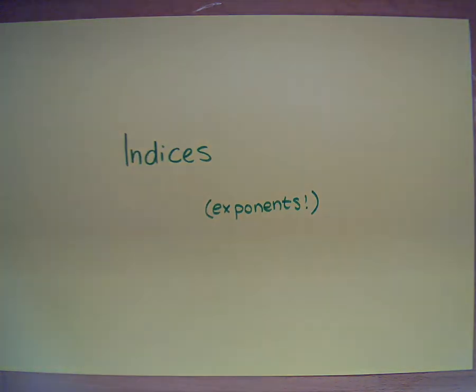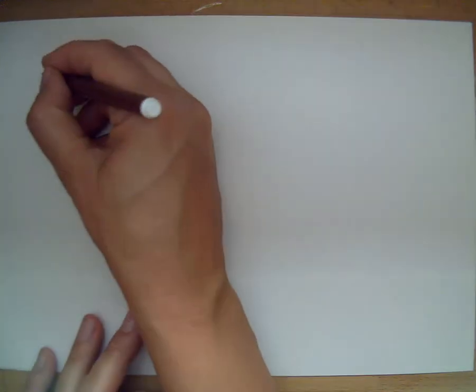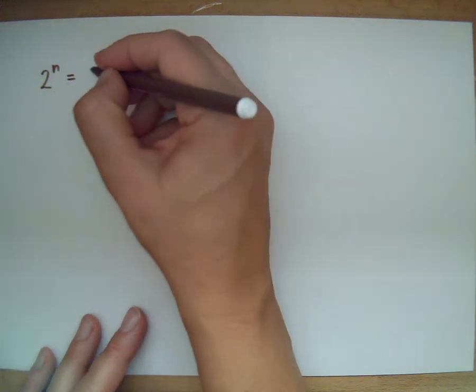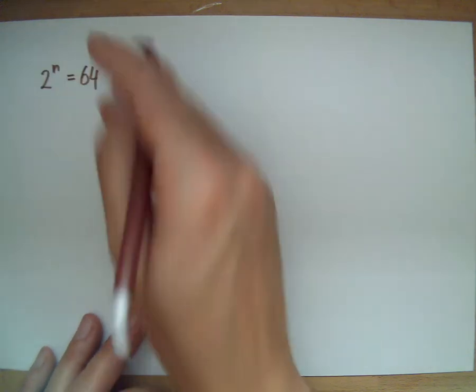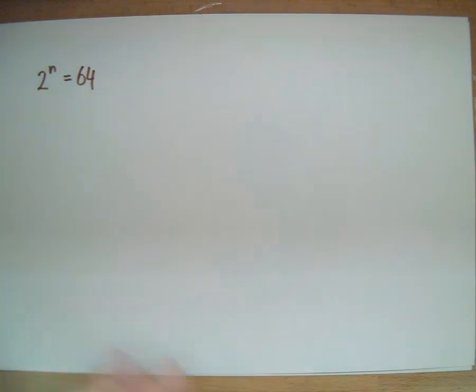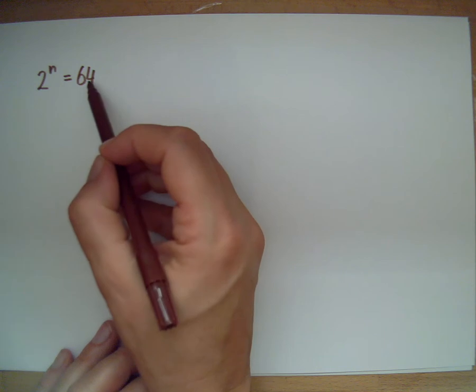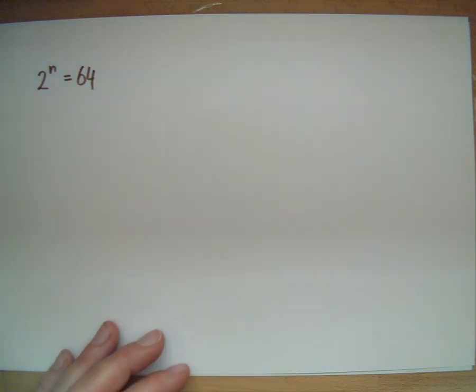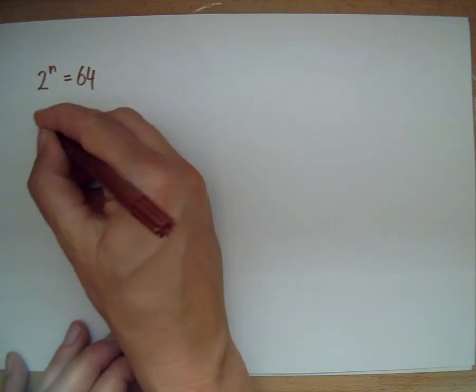Okay, a little bit more on indices, exponents. Let's say we have this question. 2 to the power of something is 64. So the question is, what exponent do we need to put on 2 to get 64? We want to express 64 as a power of 2.